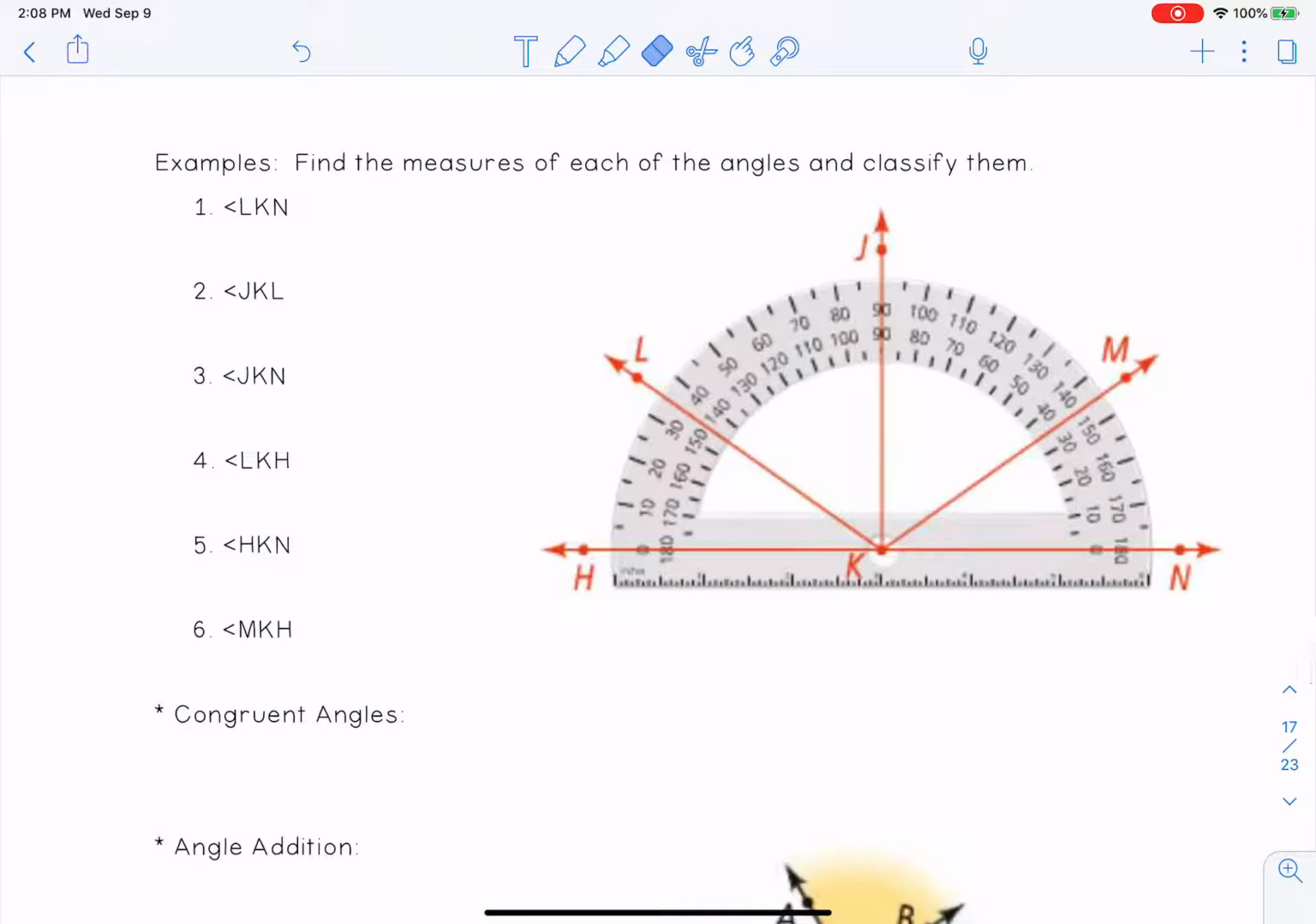So in this example, we're trying to find the measure of each angle and then classify them. So the way we can sometimes write a measure of an angle is we can write the measure, a little m, of angle ABC. So the measure of angle LKN, so L looks like this is at 35, KN is at 180. So this angle, if I read it from the inside, it goes from 0 to 145, so this is 145 degrees, which is obtuse.